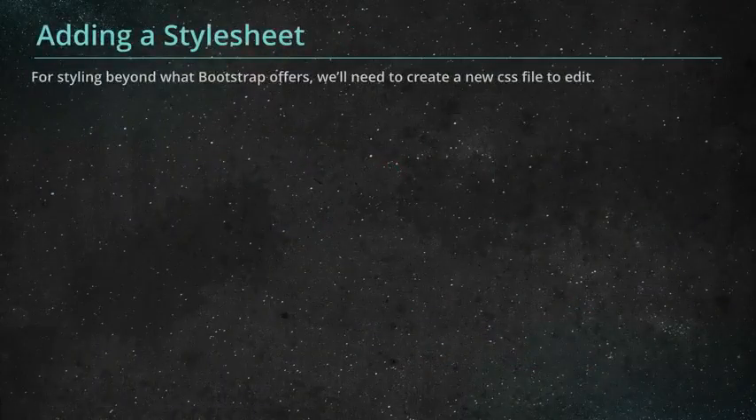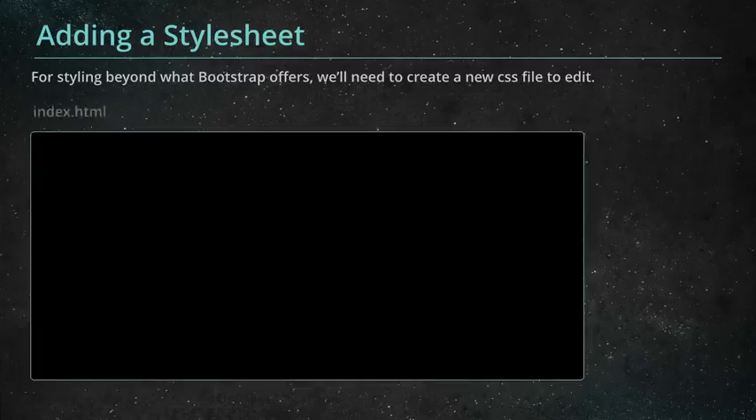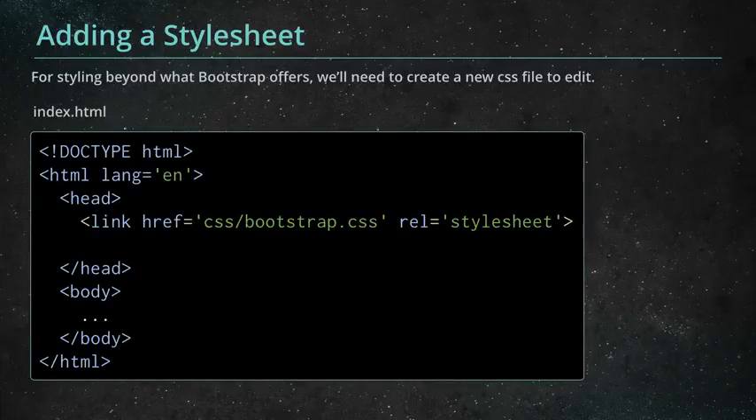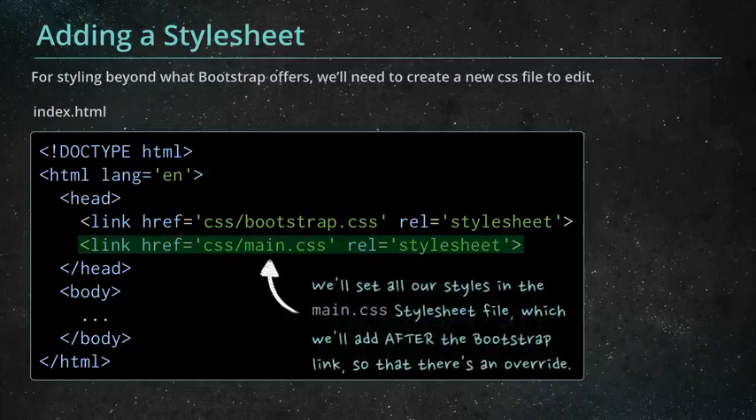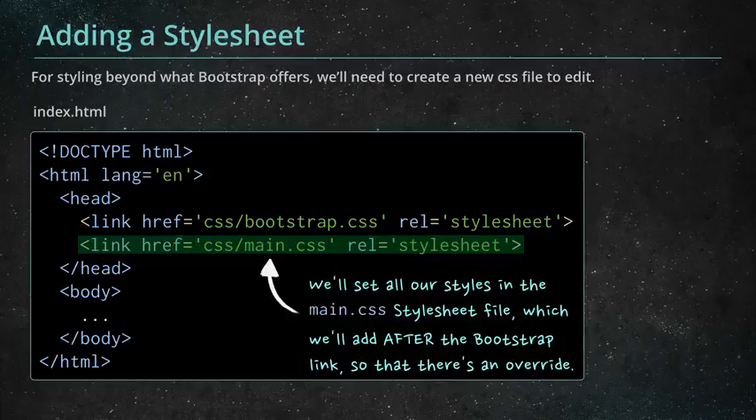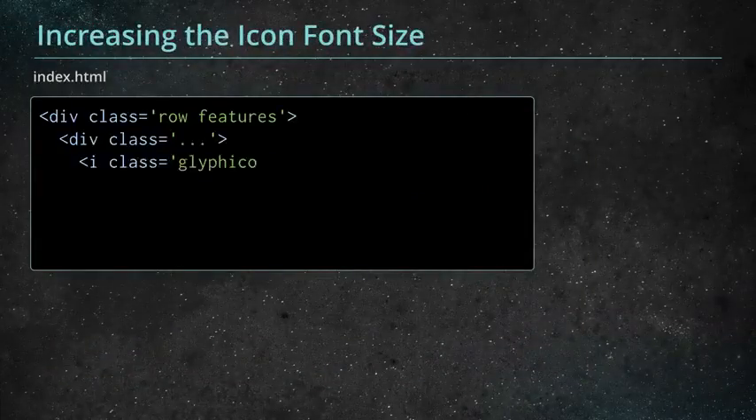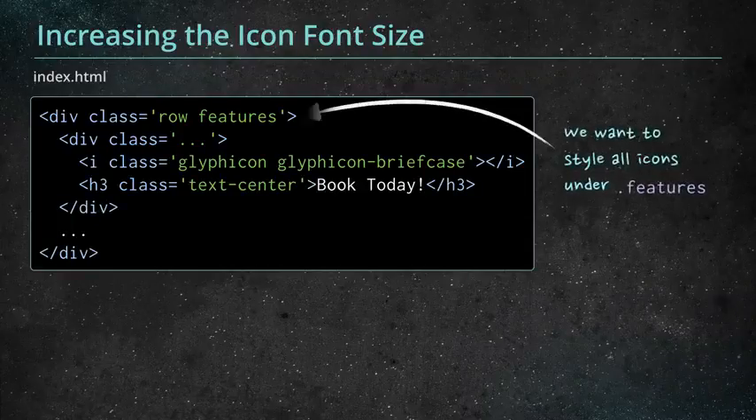First, we don't want to be editing the bootstrap.css file. If we ever wanted to update Bootstrap, we don't want any of our custom changes to be in there. Instead, we'll add another link to a new main.css file, which we'll create for all of our customizations. Next, we'll add one additional class to our row of features, and we'll call it features, of course. This could be whatever you want. It's not a class provided by Bootstrap, right? We just need some way of identifying this section of the page.